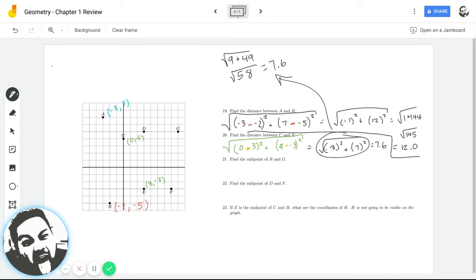All right, moving on to 21. Find the midpoint of BG. This is the one where I want you guys to guesstimate at first. Your answer is not your guesstimate, but I want you to estimate, approximate. So that's BG, and I'm thinking the midpoint might be right there. That's my guess.